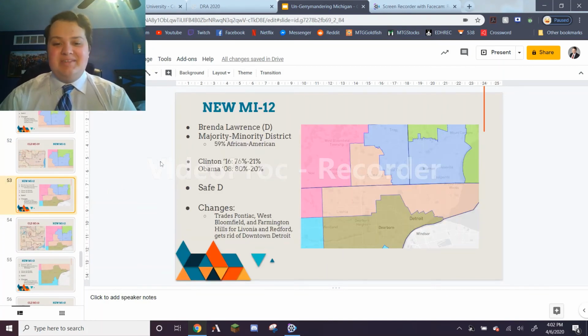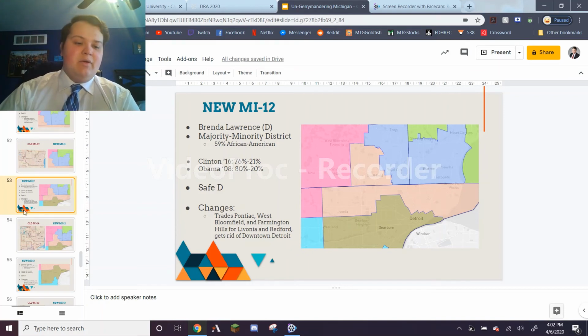Then on to the 12th district. This is represented by Brenda Lawrence. This is one of our two majority-minority districts, being 59% African American. It overwhelmingly voted for Hillary Clinton in 2016, 76% to 21%. It's a safe Democratic district.